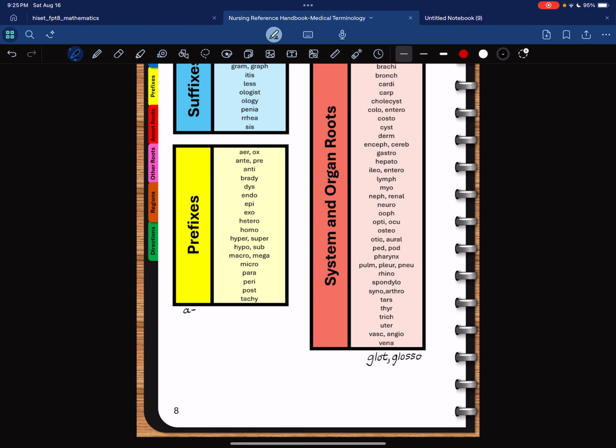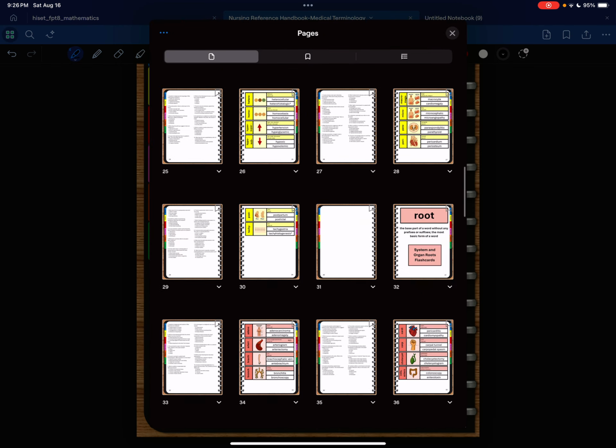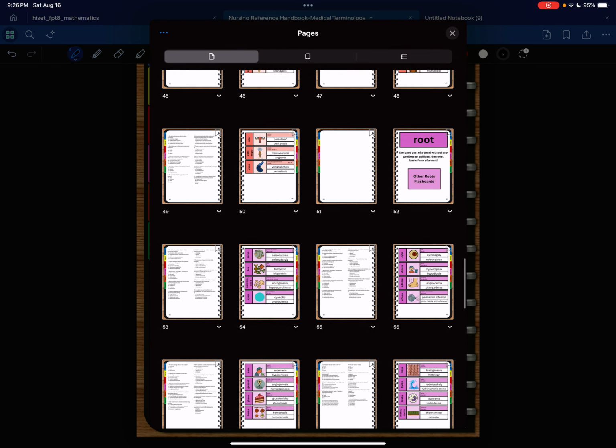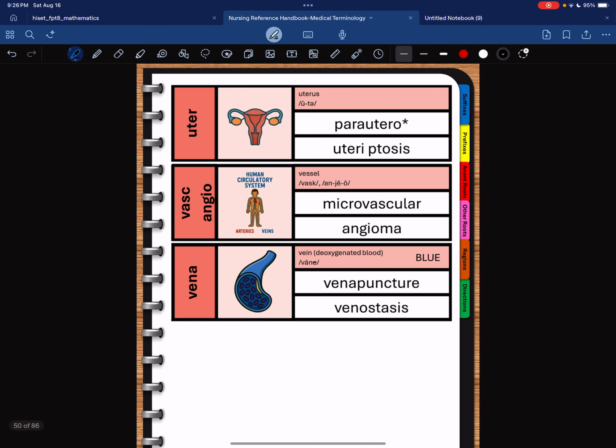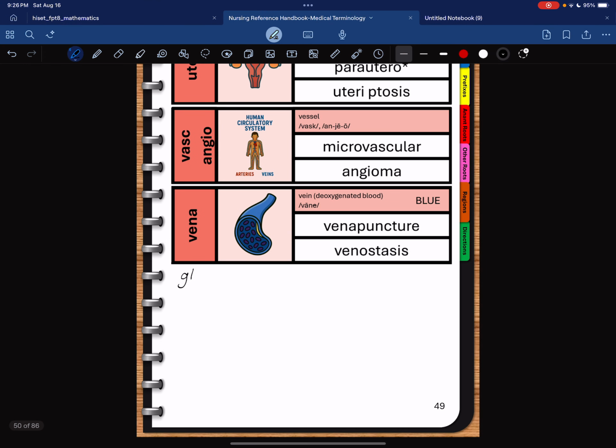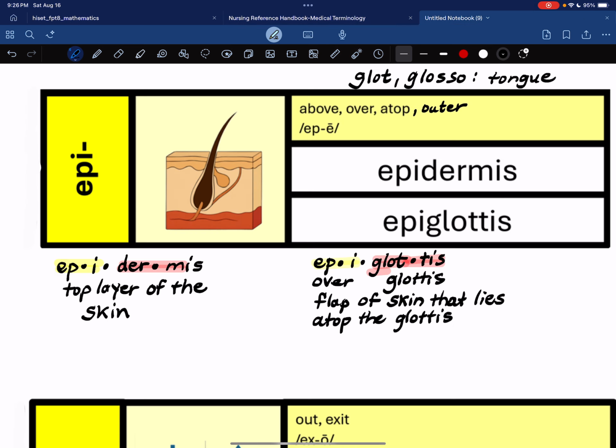And I'm going to go over to the page where these are so that I remember to tell you about that when we get there. So on page 49 of your handbook, I'm just going to add glot and glosso, and then we will talk about those when we get to that page. But if I don't do it, I will forget it. So epi is the prefix. Epidermis and epiglottis are our example words.